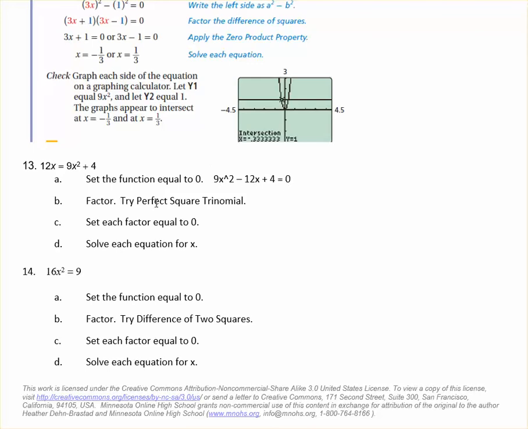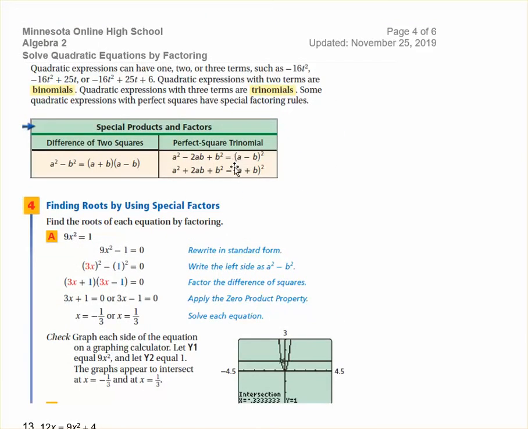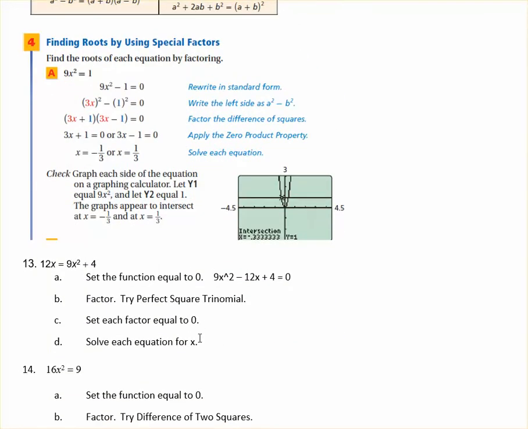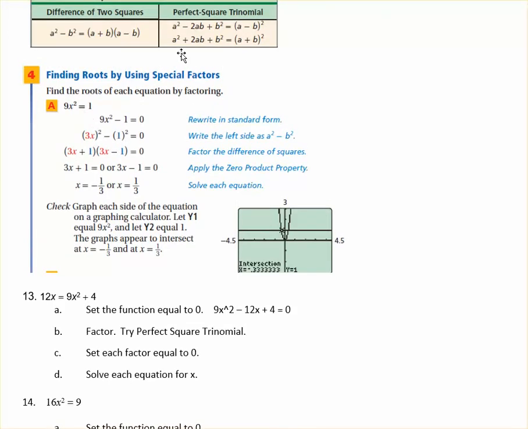And then we're going to factor this. And I said try perfect square trinomial. Right here. That will help you factor it. And then we'll continue with the rest of the steps as before. So perfect square trinomial, it's got something squared because 9x squared could be rewritten as 3x squared minus 12x plus 4. So the signs all match, and the last term is a perfect square as well.